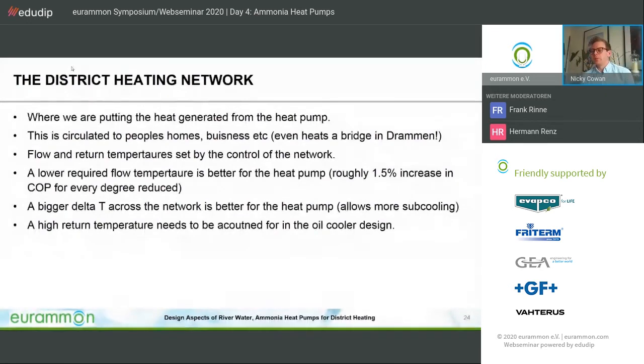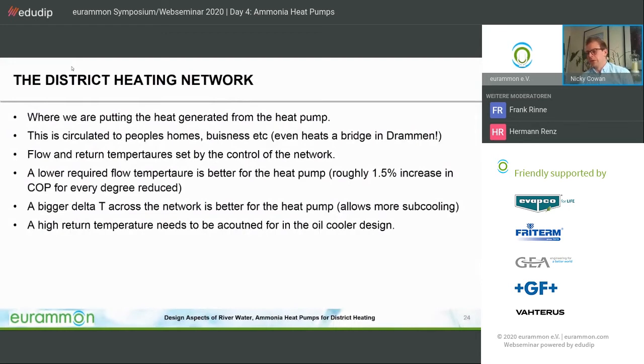Heat pumps are not a boiler. We need the flow temperature to suit the heat pump. And the lower we keep making that condensing temperature on the heat pump, you get, for every degree, about 1.5% increase in COP. And that's quite big. The other way to get a bonus from the district heating network for your heat pump is on the subcooling. So that's increasing the delta T. So if we have 70 flow, instead of making it 50, can we make it down to 40? Is there any reason why we can't increase it or decrease the network temperature?